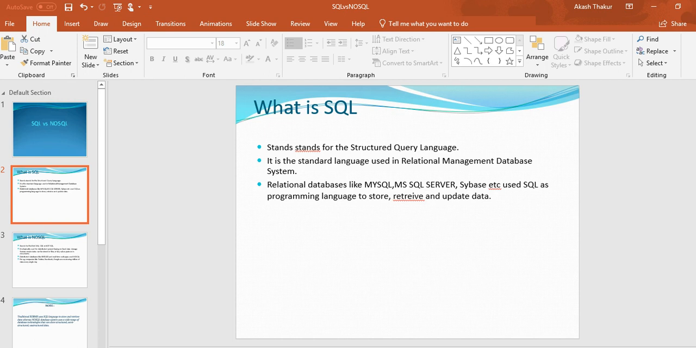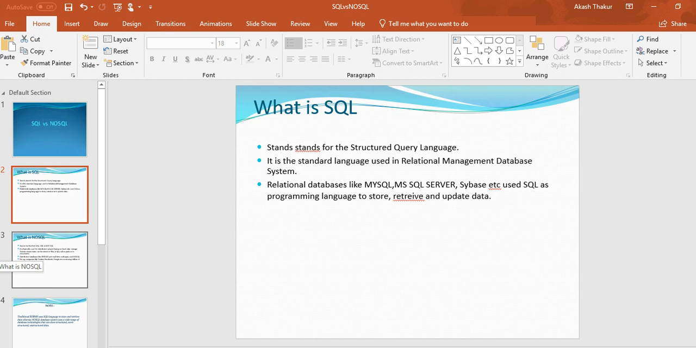We can have multiple types of relational databases, like Microsoft SQL Server, which is provided by Microsoft, then MySQL, then Oracle, Sybase. So these are the different types of relational databases, and in this type of database, the programming language which is used to store, retrieve and update data inside the database is SQL, Structured Query Language. Now we understand SQL.